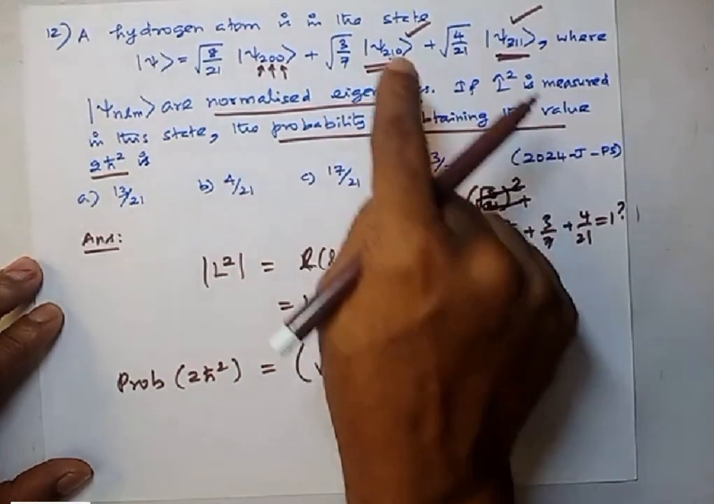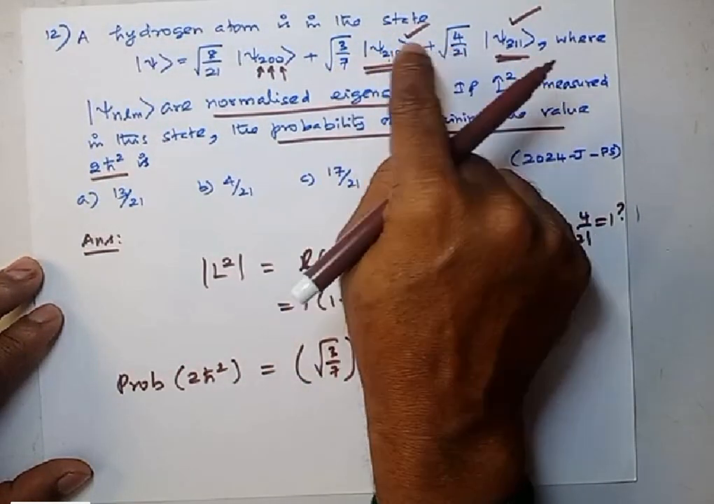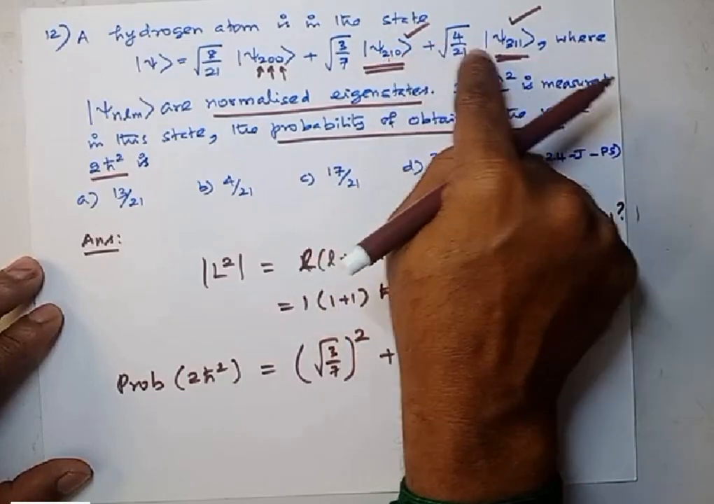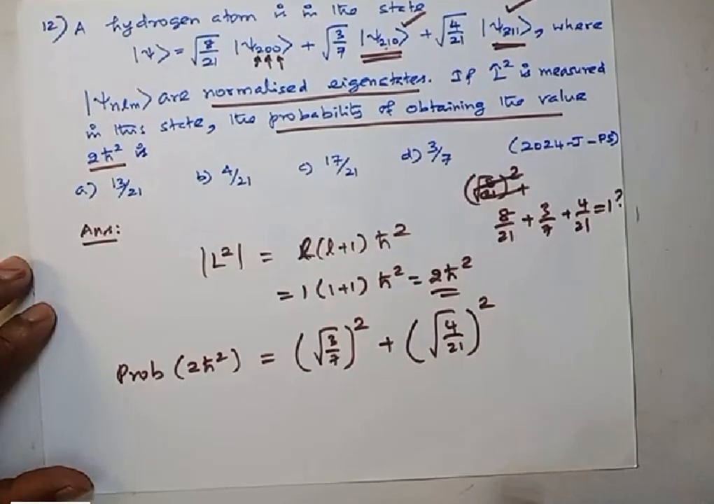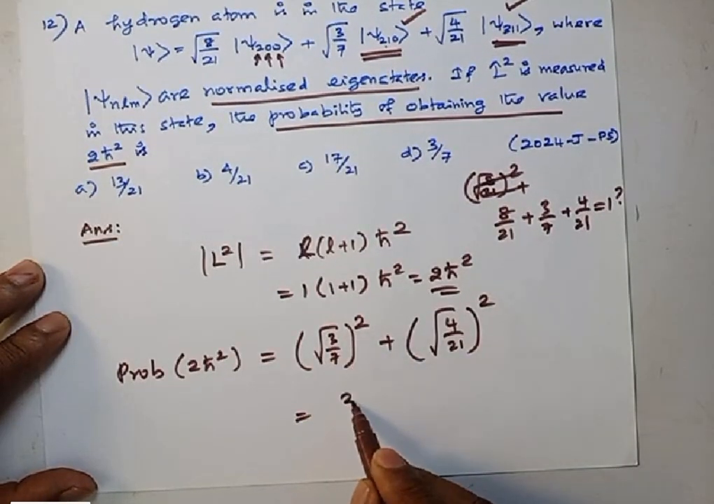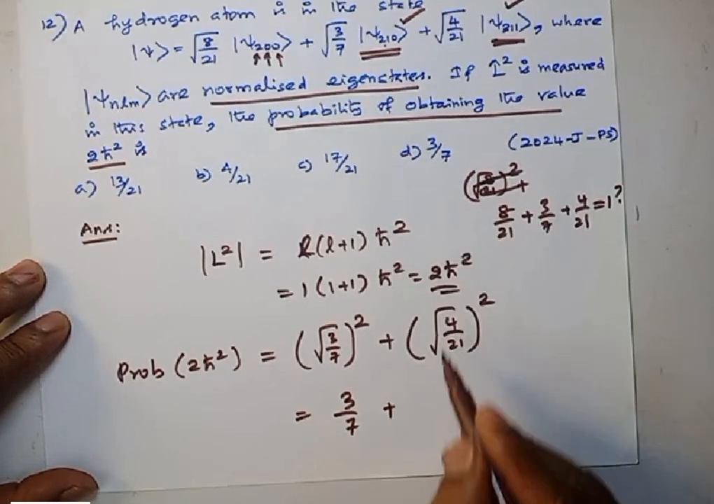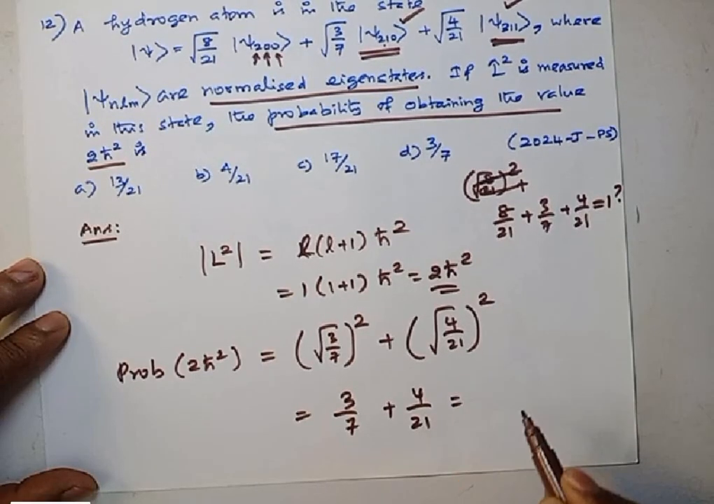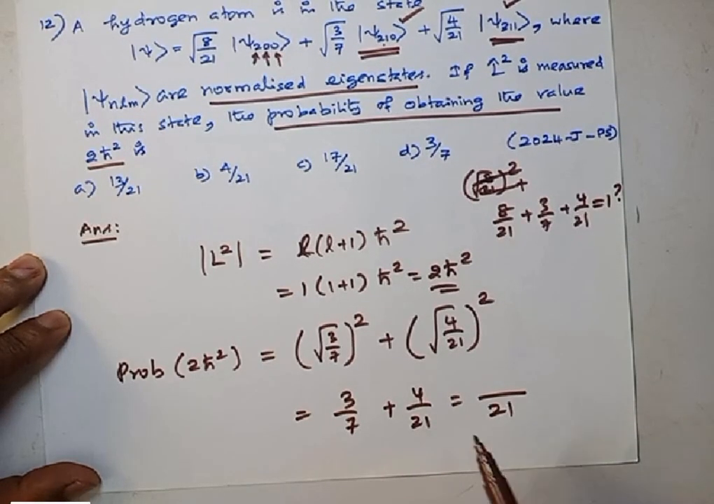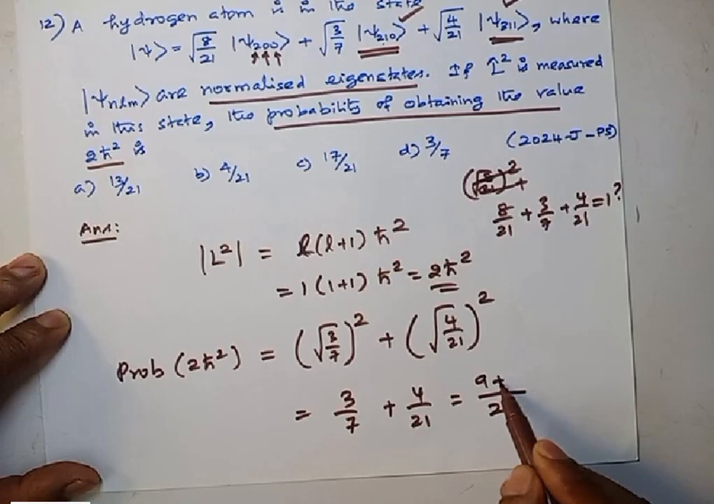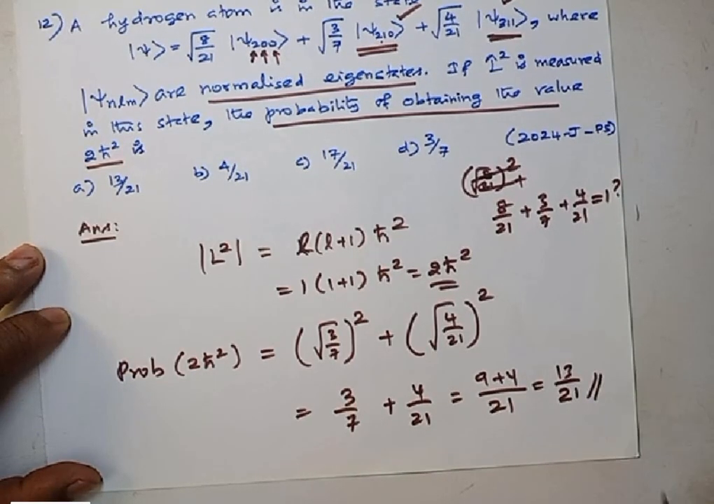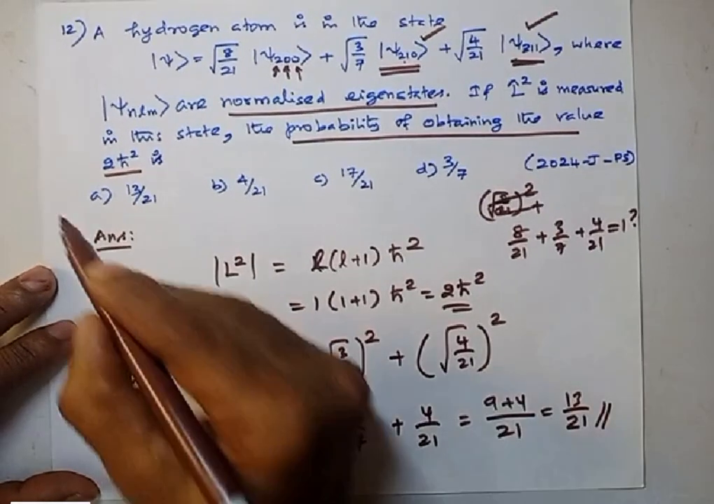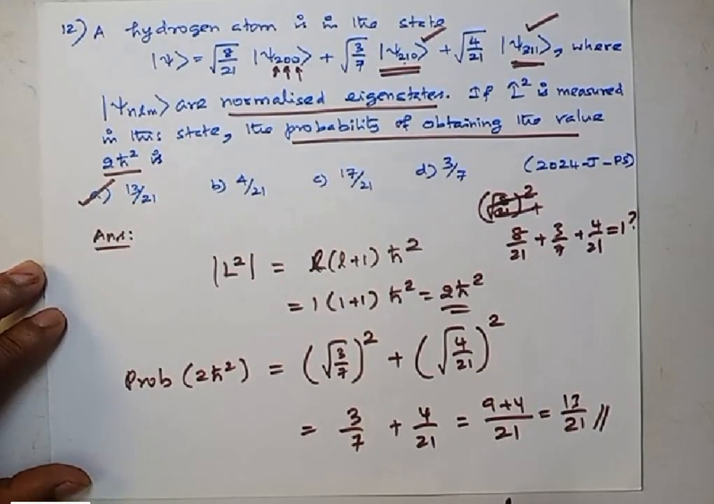Why am I taking only these two coefficients? Because only these two states will give me the L square value as 2 h cross square. If I take the square, I'll get 3 by 7 here. If I take the square, I'll get 4 by 21. So the LCM is 21. 3 times 3 is 9, plus 4. So the answer is 13 by 21. For this question, the correct option is A. Right? Take it down.